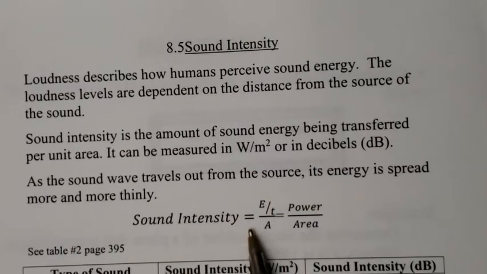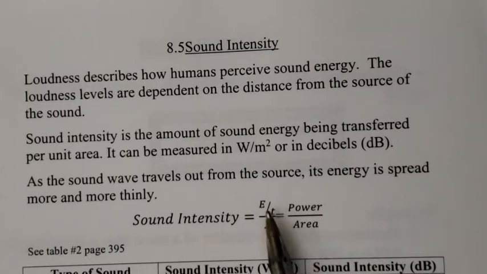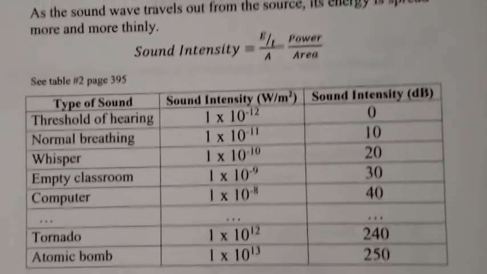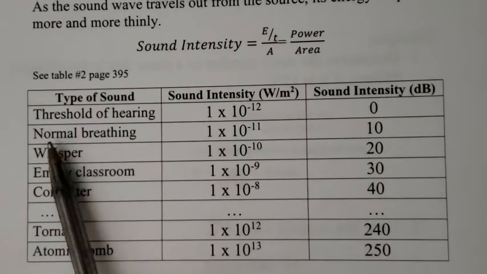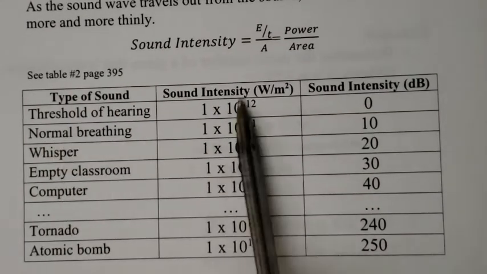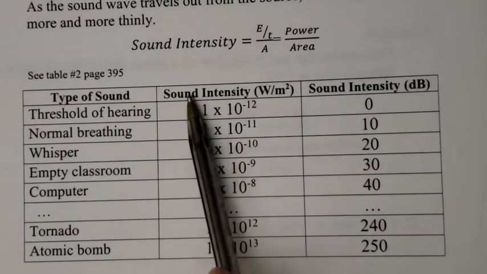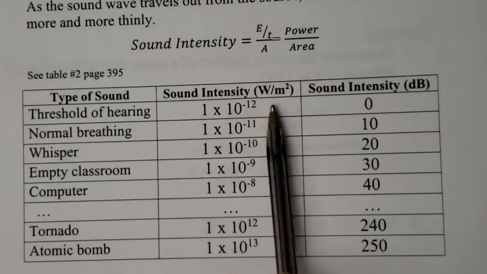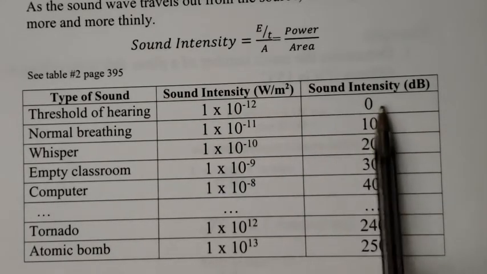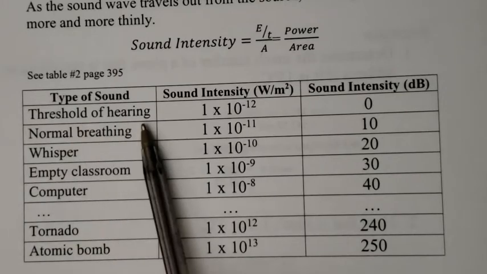Sound intensity is equal to its power divided by area. And we know power is how much energy every second is being spread over a given area. On page 395, there's a cool little table that gives you an idea of what numbers we're talking about. We have the threshold of hearing, with the number value in watts per meter squared and in decibels. The threshold of hearing is the quietest little sound our ears can pick up.